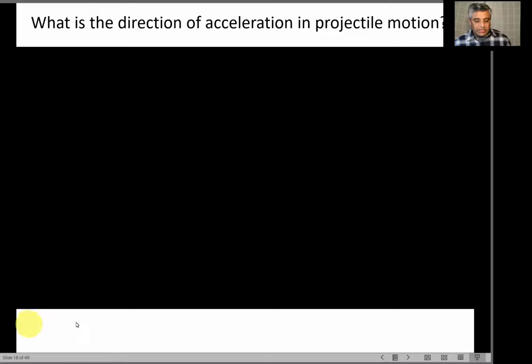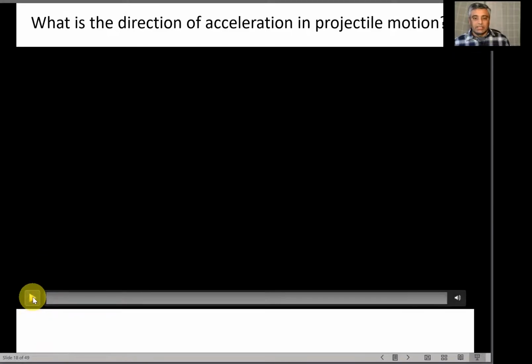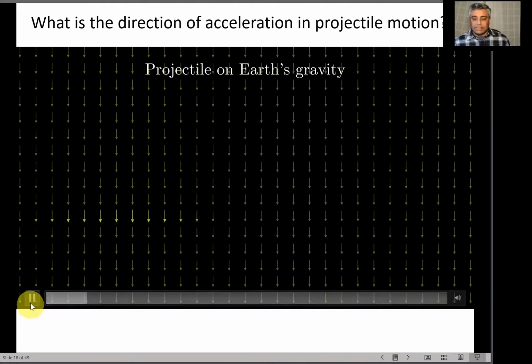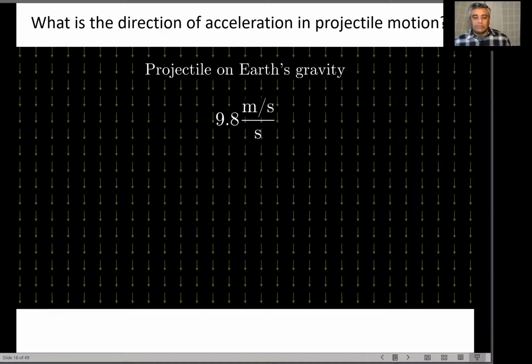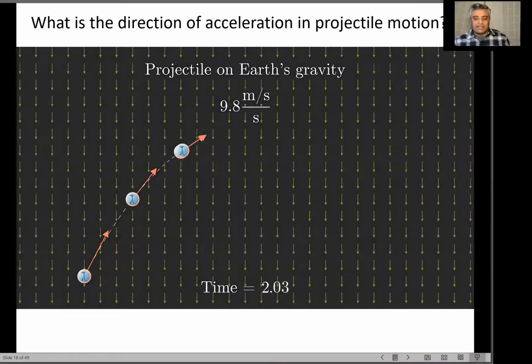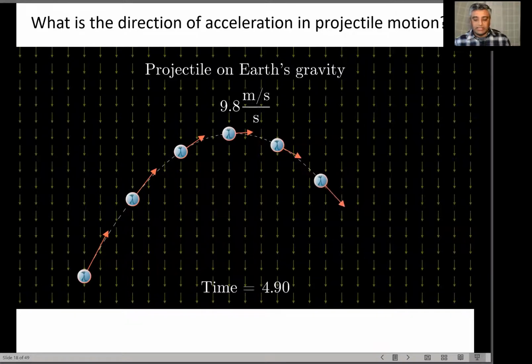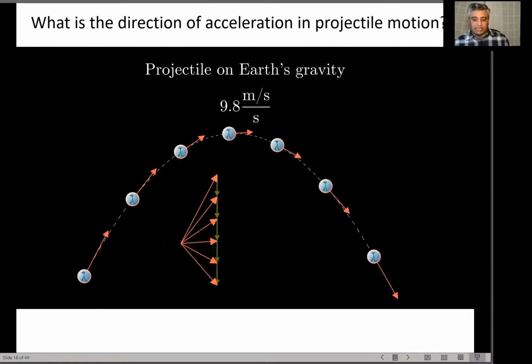Okay, so last class we talked about projectile, and we learned that projectile has two accelerations, one in the horizontal direction, another in the vertical direction. Horizontal is 0, and the vertical one is, as you can see, that number. So by looking at the difference in velocities between two points, you can see all these are pointing down, as shown in this animation.